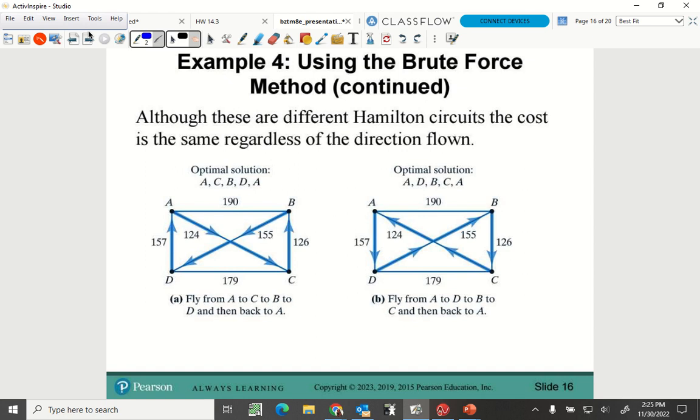All right, so go ahead, get out. So here's the two optimal solutions.